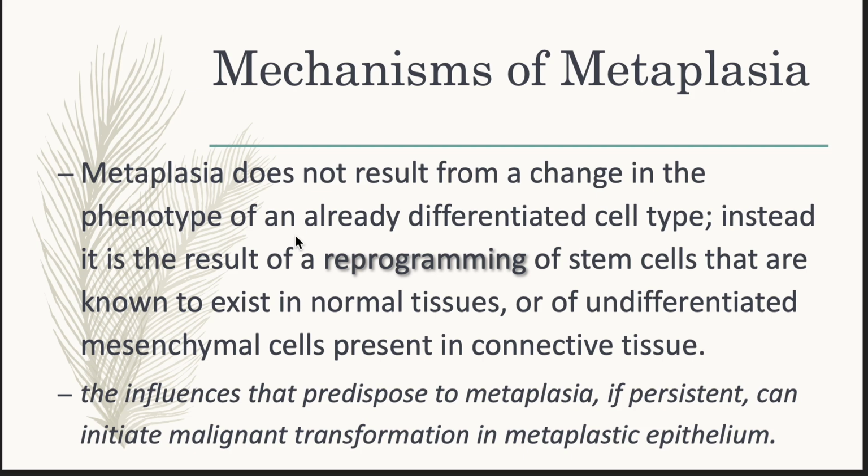So, metaplasia does not result from a change in the phenotype of an already differentiated cell type. Instead, nag-reprogram siya ng mismong stem cells that are known to exist in normal tissues or of undifferentiated mesenchymal cells present in connective tissue. So, the influences that predispose to metaplasia, if persistent, can initiate malignant transformation in the metaplastic epithelium.